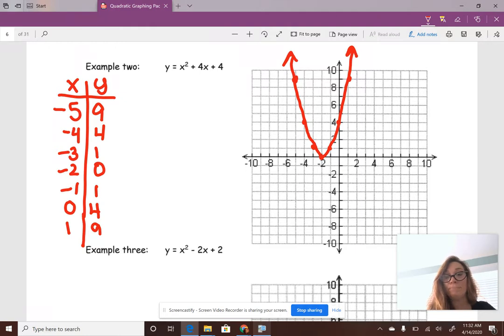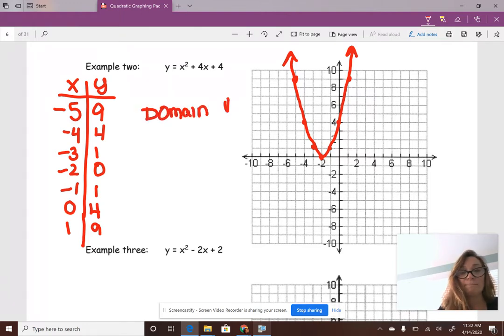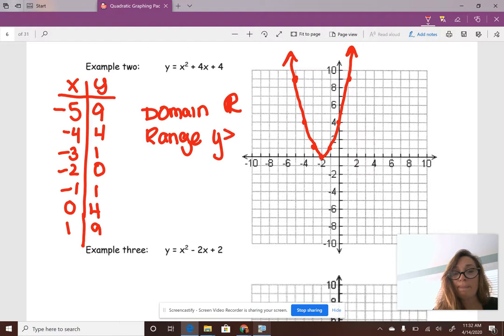Okay, so things that you could look for would be the domain. The domain would be all real numbers. The range: if you know it comes down and then goes back up, so it goes down to 0. It includes 0, so we could say y is greater than or equal to 0.